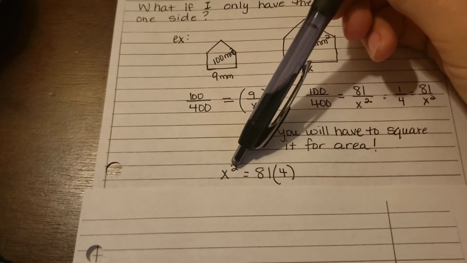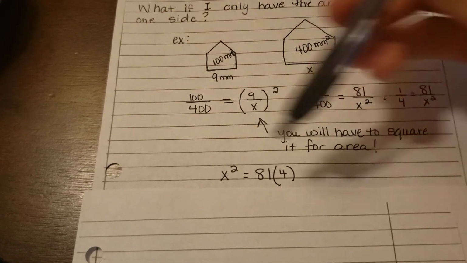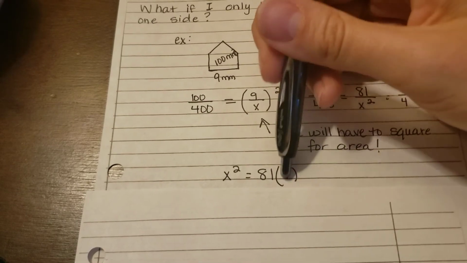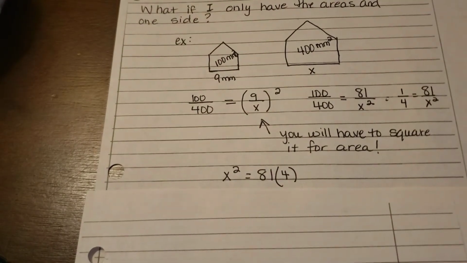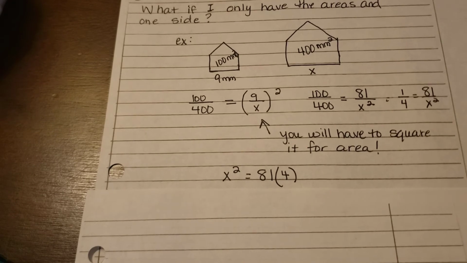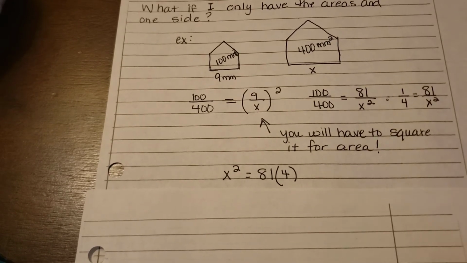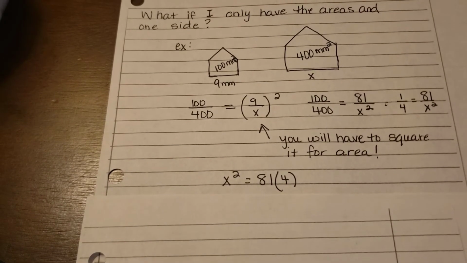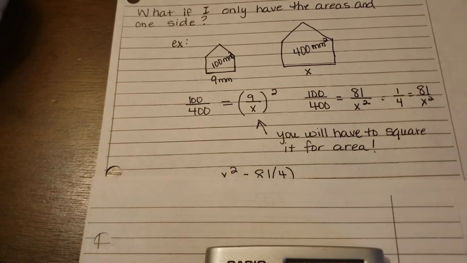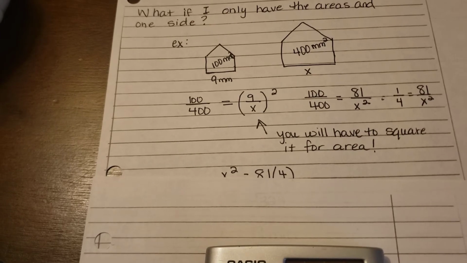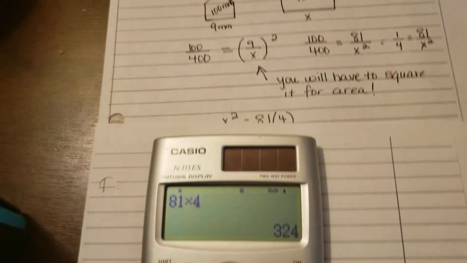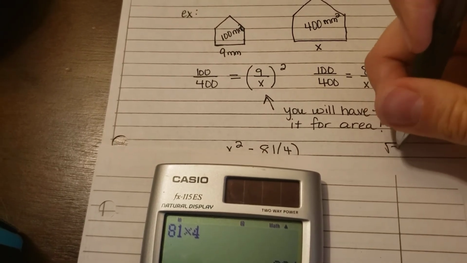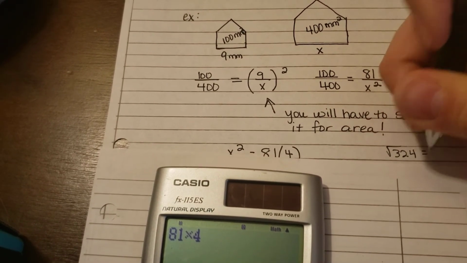How do I get rid of the exponent? By squaring it. Now, I know the square root of 81. I also know the square root of 4. If I multiply those guys, I don't know if it has a square root. Right? 81 times, let's see, what would that be? 81 times 4. Yeah, 81 times 4 is 324. The square root of 324 equals question mark?